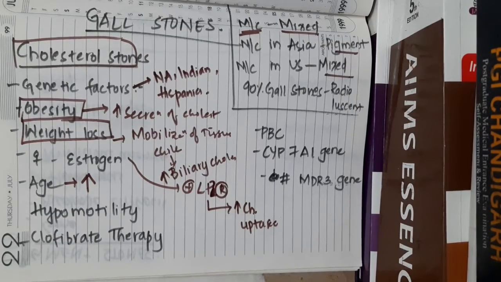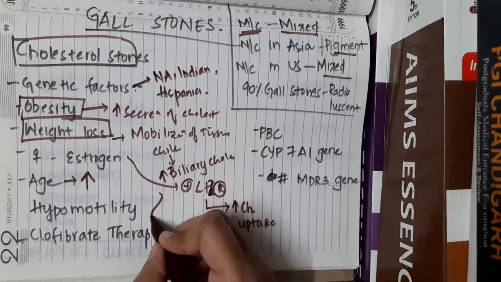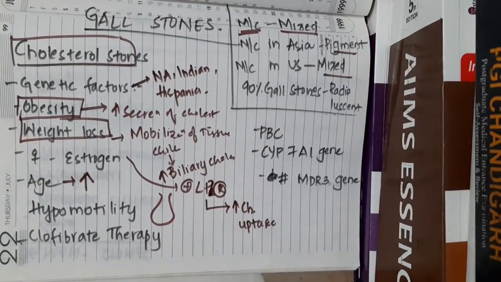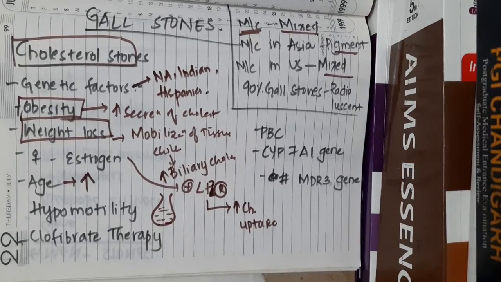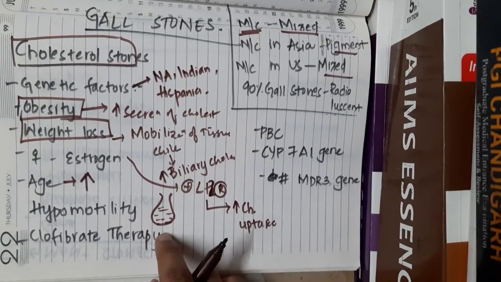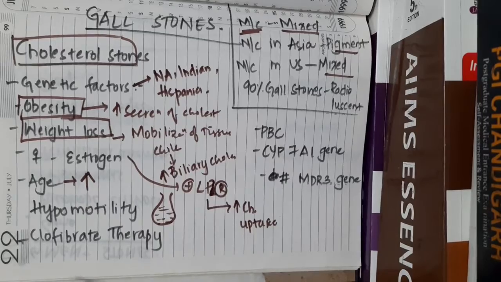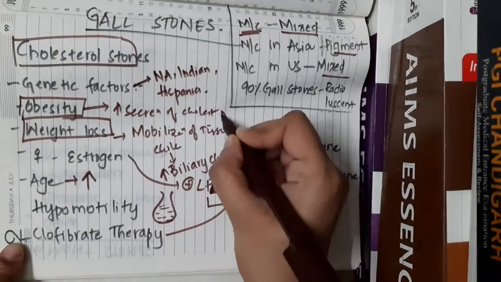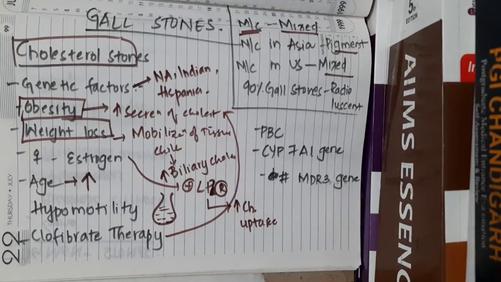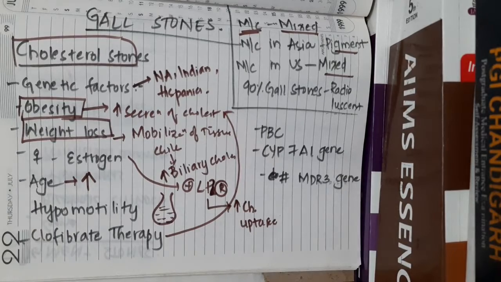And obviously, hypomotility is a cause of cholesterol stones. Because of hypomotility, the bile remains in stasis in the gallbladder, and as a result, this will result in formation of sludge or supersaturated material. Then clofibrate therapy will increase the secretion of cholesterol in the bile. So these are the different causes.